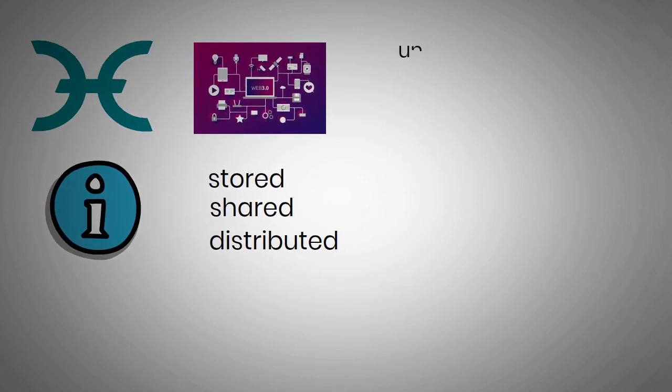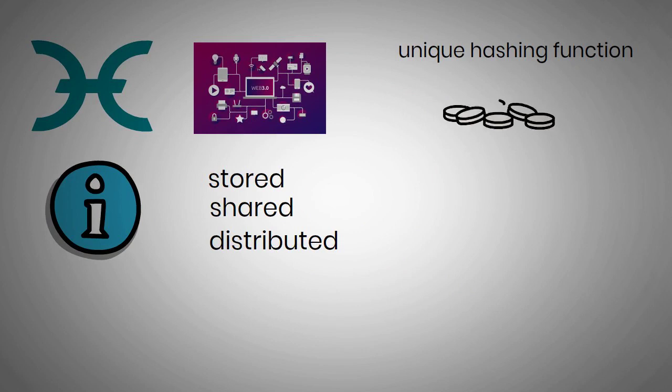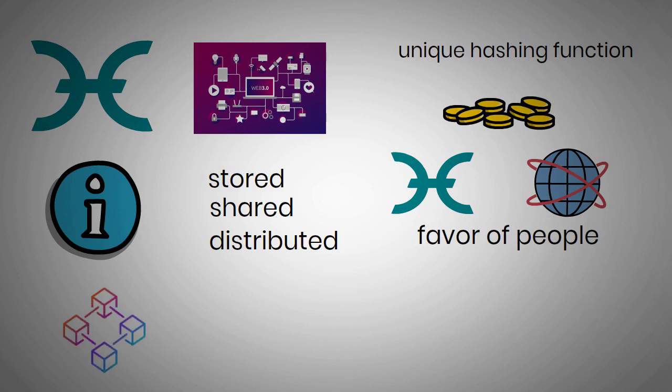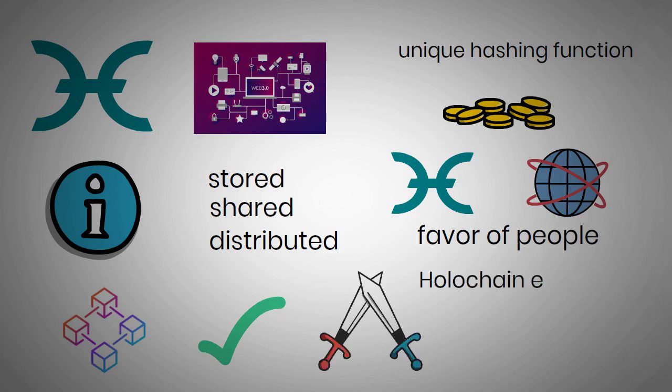With the use of a unique hashing function that lowers the cost of operations and running the system, Holo aims to revolutionize the way we use the internet by working in favor of people instead of corporations. Instead of using traditional blockchain technology to verify transactions and generate new blocks while securing the network, the Holo and Holochain ecosystem uses a particular hashing function.